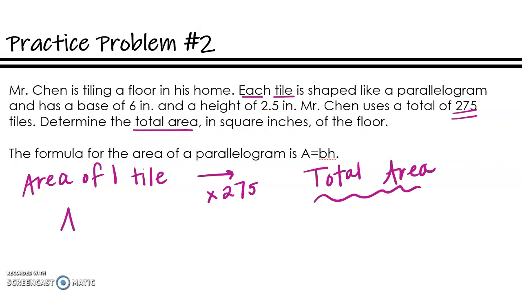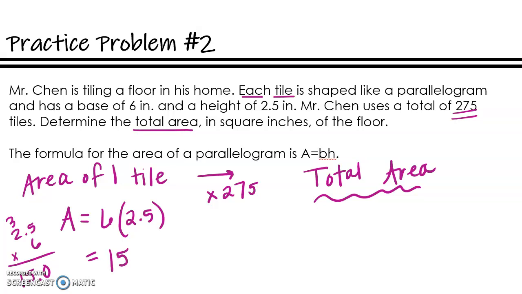Okay, so again, the dimensions of my one tile is 6 by 2.5. So I'm going to multiply that. I'm just going to come over here to the side. That's 30. 12 plus 3, 15, and I have one number behind the decimal. So I'm going to have one number behind the decimal in my answer. So that is 15, and that is inches squared.